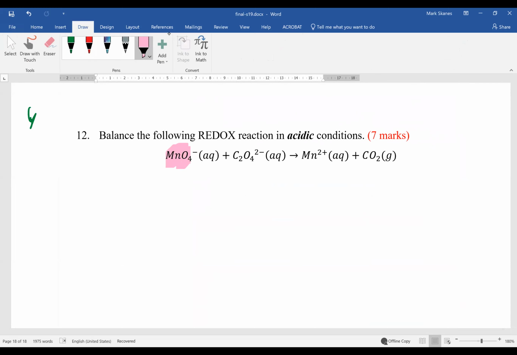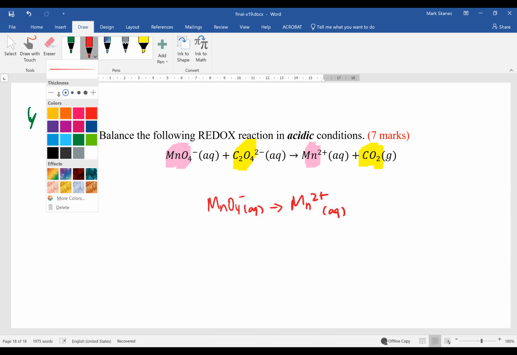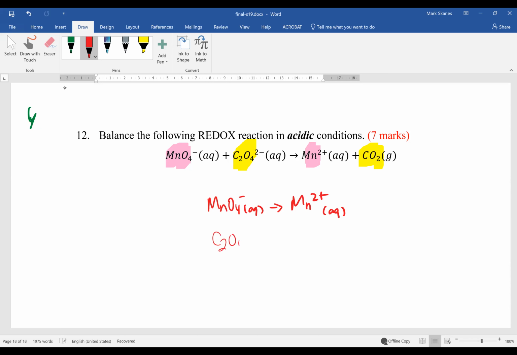Okay, so these two are going to be part of my half reactions. The first thing I do is write them down side by side. I'm going to write a little small here. I'll say MnO4 minus aqueous goes to Mn2 plus aqueous. I find the pen's a little thick, let's make it smaller. And then for my other half reaction, C2O4 2 minus, that's oxalate, and then CO2 gas.